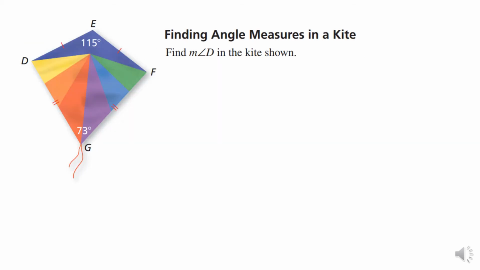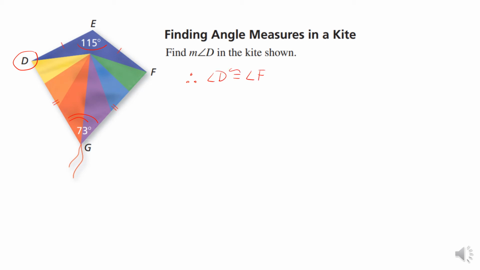All right, so finding the angle measures in a kite. Find the measure of angle D in the kite. They gave us angle E and angle G. So what do we know? By the kite opposite angle theorem, we know that it has only one pair of congruent angles, and these are not congruent. Angle E does not equal angle G, so angle D must be congruent to angle F.